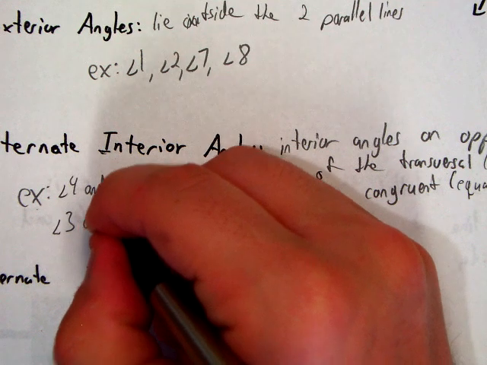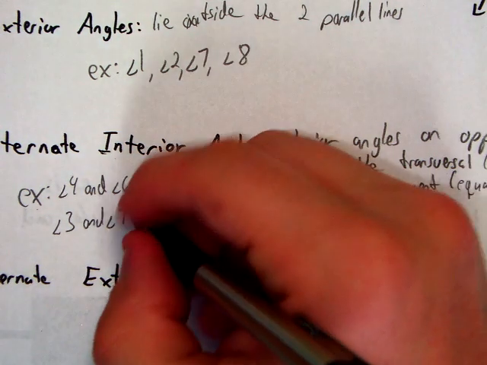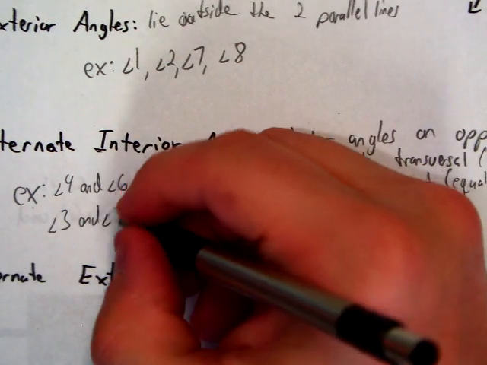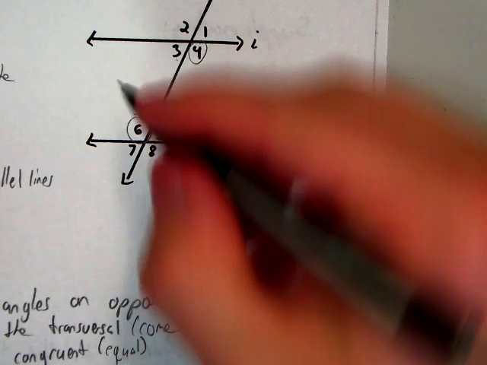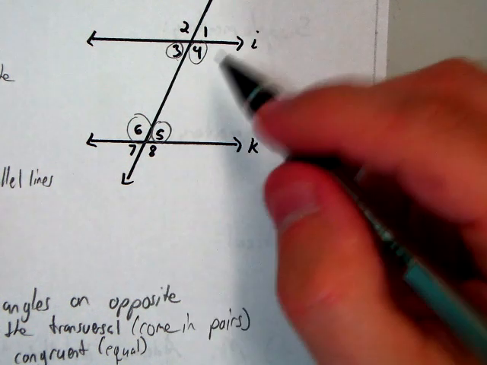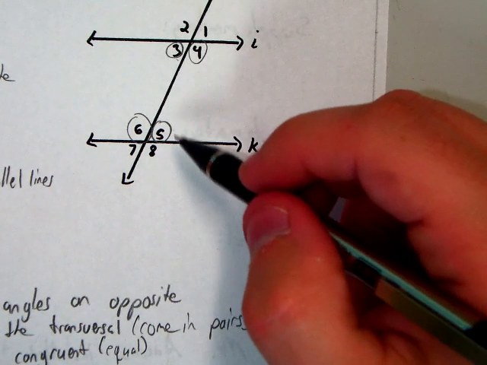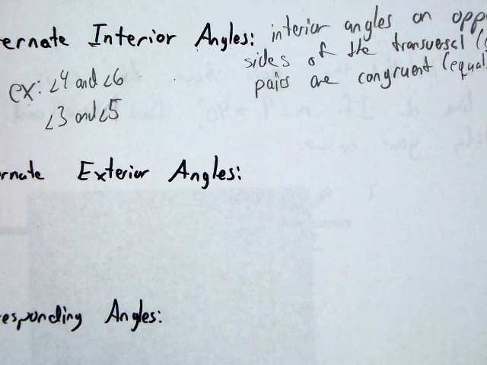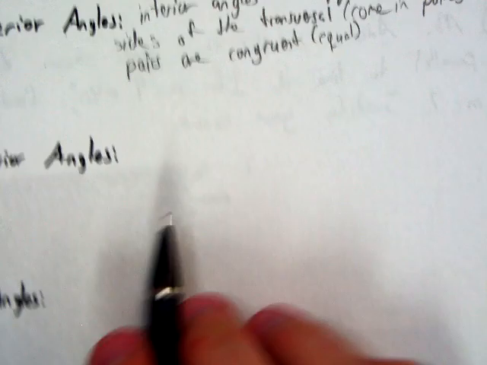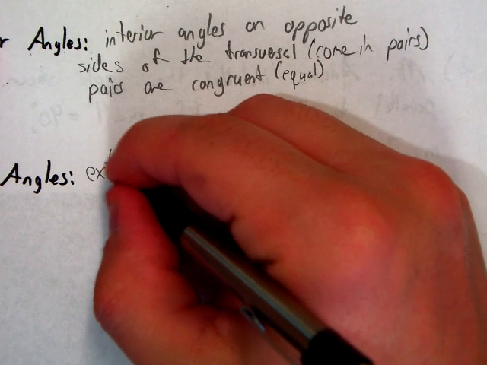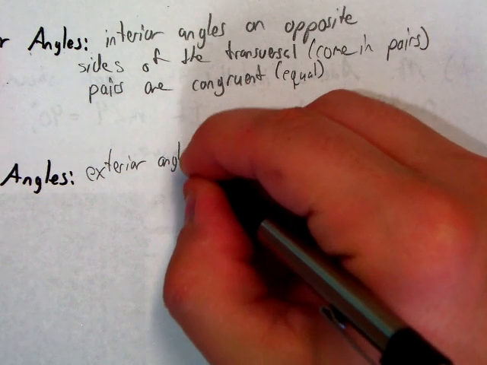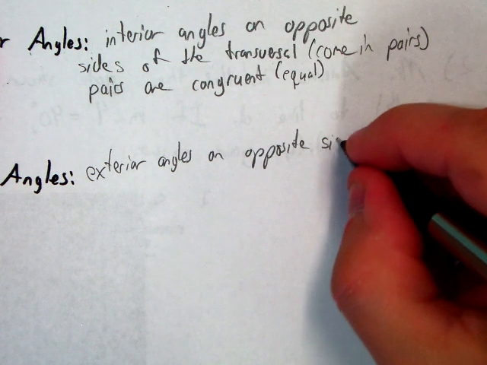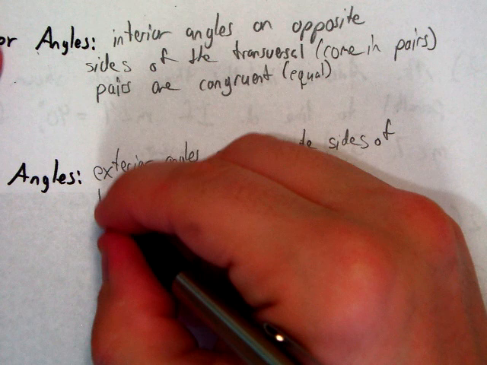Another example would be angle 3 and angle 5, because 3 and 5 are both interior, they're on opposite sides of this transverse line. Now, alternate exterior angles are exactly the same thing. These are exterior angles on opposite sides of the transversal.